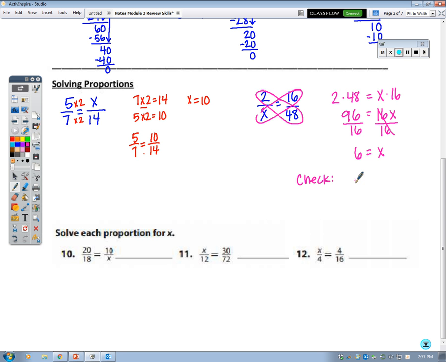So this should say that 16 times x should equal 2 times 48. 2 times 48 is 96. And 16 times 6, which is x, also equals 96. So I've got 96 equals 96, x equals 6 is correct.